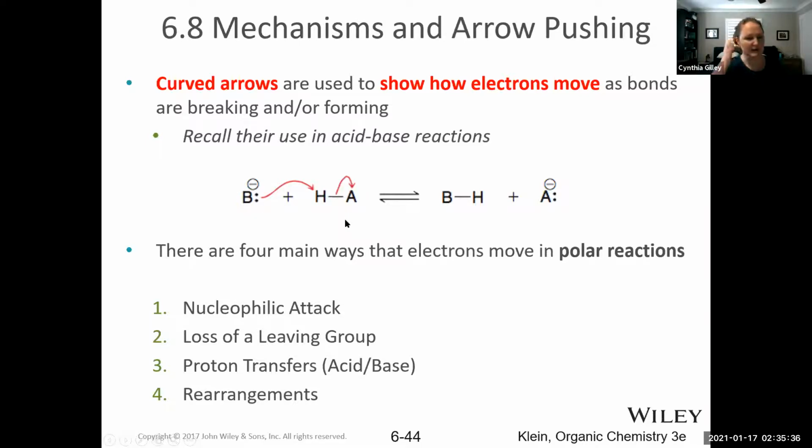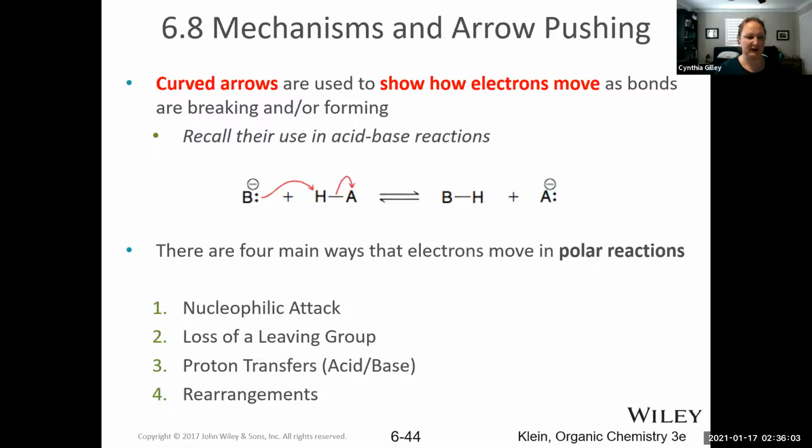But there are other ways that electrons can move in polar reactions that are not just a proton transfer. We also have nucleophilic attacks, loss of a leaving group, or rearrangement. So there are 4 patterns, including proton transfers as one of the patterns. And it can be really helpful when drawing mechanisms to understand what is happening in each step.